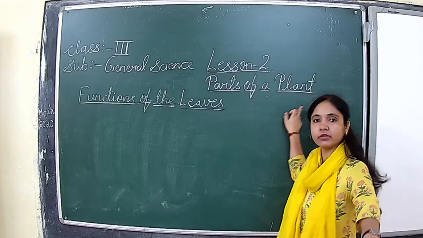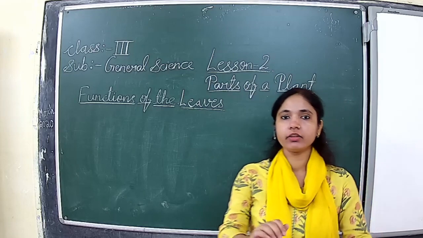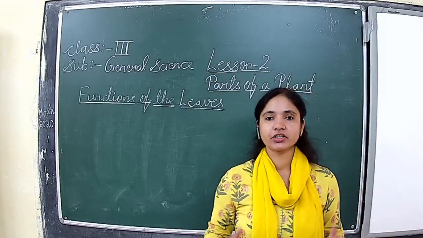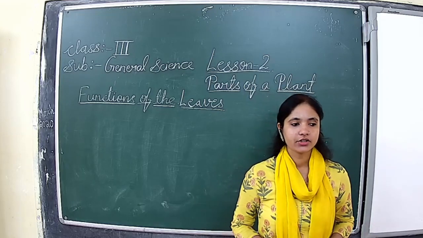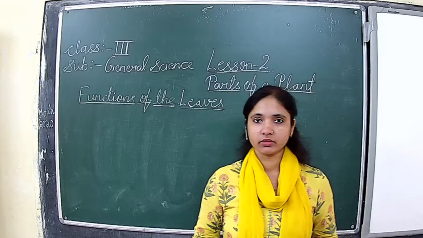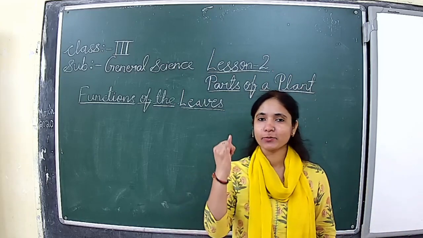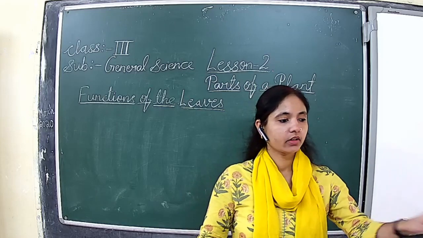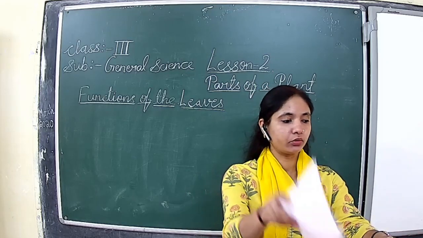We have already seen the parts of the plant. So here we will see the function of the leaf. Today we will see the functions of the leaf. We have seen the root, then the types of root. There are two types of root: tap root and fibrous root. Then we will see the function of root.